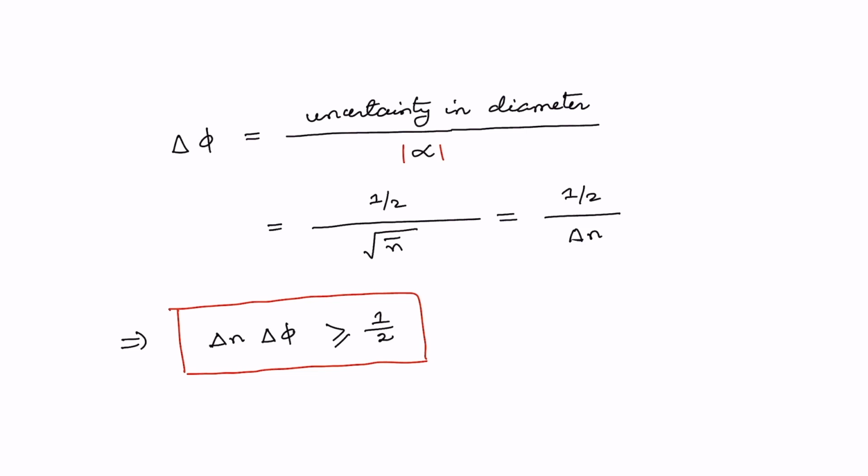What it basically means is that in the context of the coherent state, you cannot determine both the number of quanta and the phase of the coherent state with 100% certainty at the same time. So there is always going to be some kind of uncertainty in knowing the number of quanta as well as in knowing the phase of the coherent state.